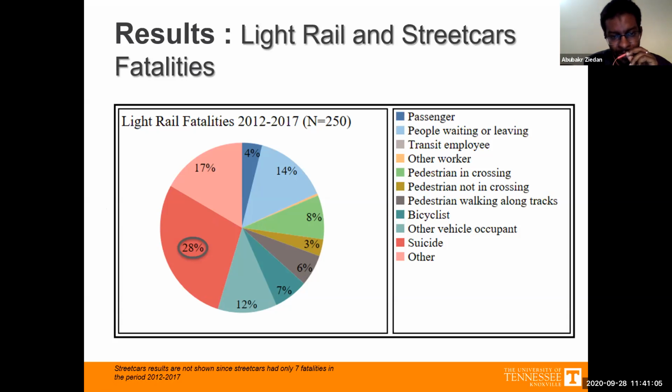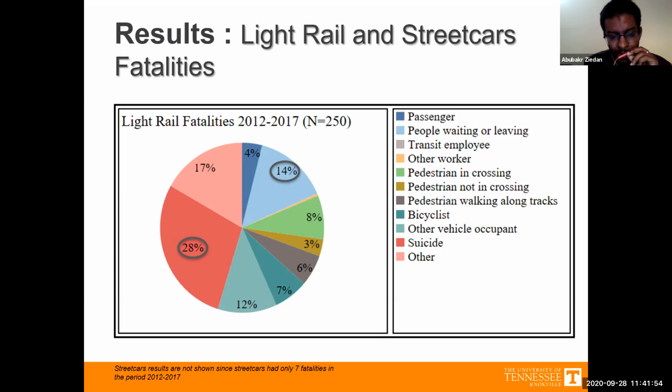Also we see that 14% of the fatalities were people waiting or leaving, which aligns with the findings from the injuries analysis that showed 42% of light rail injuries were people waiting or leaving, which suggests that there might be some safety issues at light rail stations. Also, it should be noted that streetcars had only 7 fatalities in the period from 2012 to 2017. Therefore, we did not further explore them.